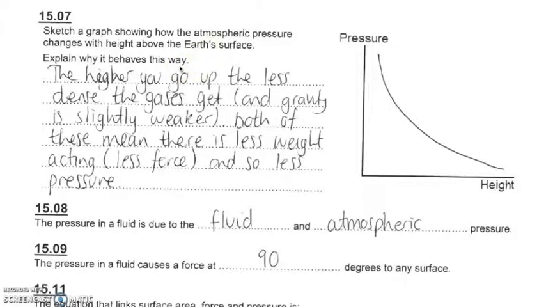Okay, so we're now going to be looking at atmospheric pressure. So let's look at this question. It says, sketch a graph showing how the atmospheric pressure changes with height above the Earth's surface. Essentially, as we increase our height from the Earth's surface, the gravitational pull of the Earth is going to decrease, which means the average weight of our gas molecules or particles is going to decrease. So they're going to weigh less, so that means less force.